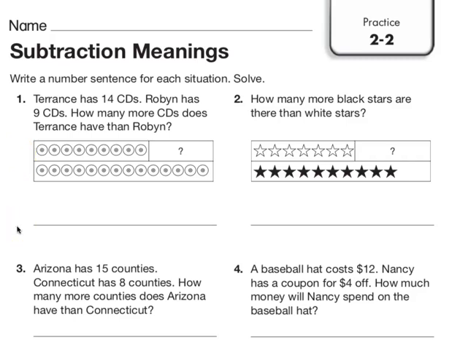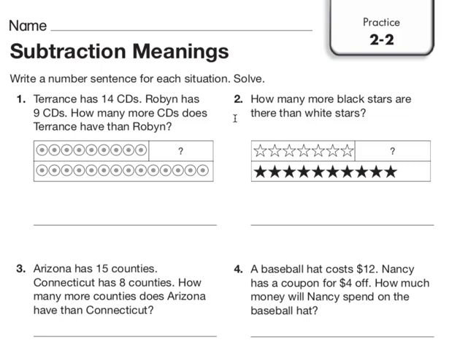Hi everyone, we're going to go through practice 2-2. So let's go up and first read the directions. So this is subtraction meanings. And what we're going to be doing is writing a number sentence for each situation. And then we're going to be solving it. So we do need to put the answer.